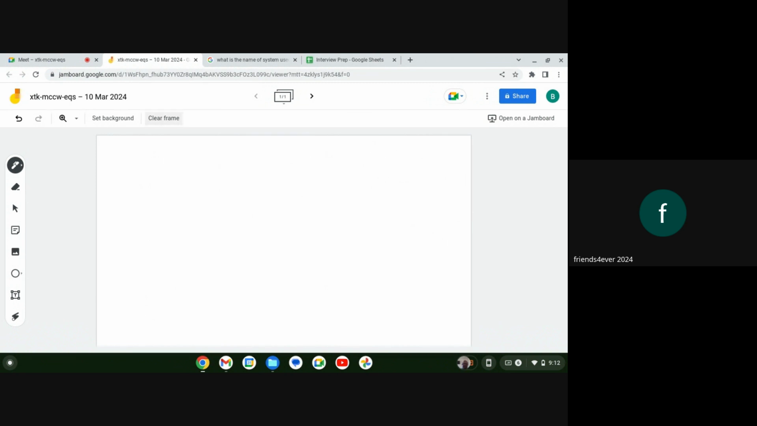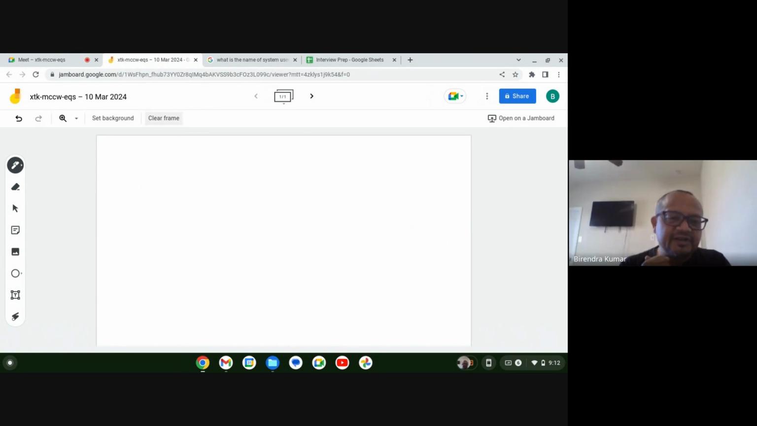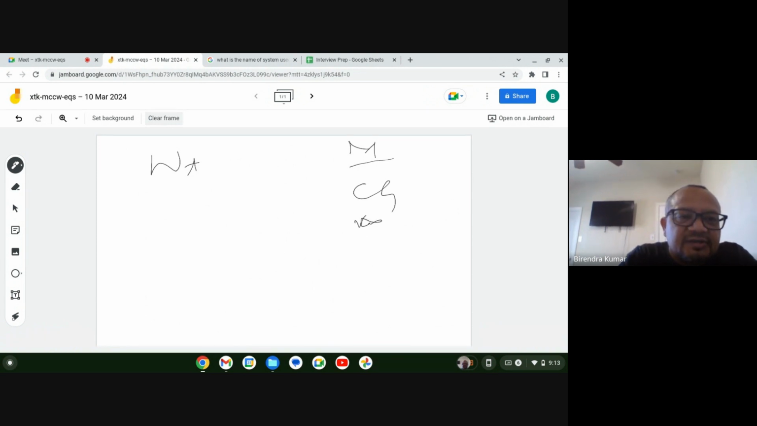Now let's look at the weight side of it. So when you look at weight, in metric system, we used milligram, centigram, decigram, gram, decagram, hectogram, kilogram.